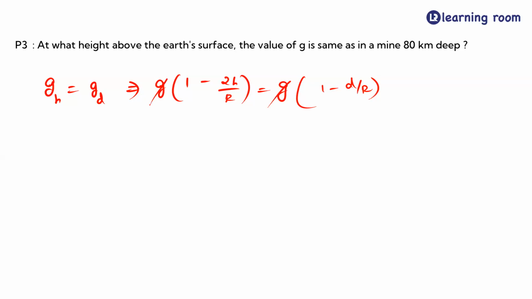g and g will get cancelled. 1 and 1 are gone. So 2h by R is equal to d by R. So R and R would also get cancelled, which implies h is equal to d by 2, which is 40 kilometer. I hope everyone is clear with this.